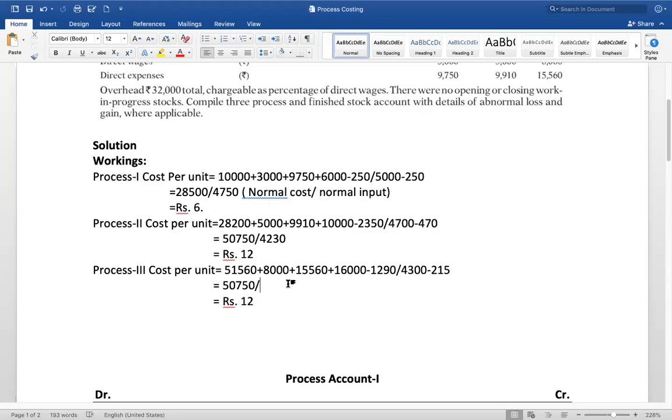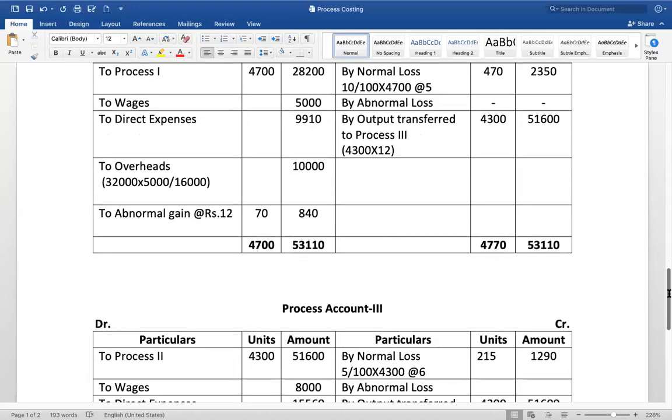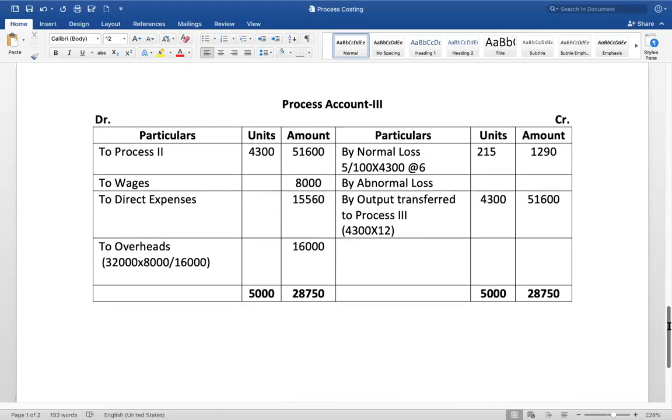So 89,830 divided by 4,300 minus 215, 4,085, is equal to 22 rupees. And this 22 rupees you will use as the cost for process 3.